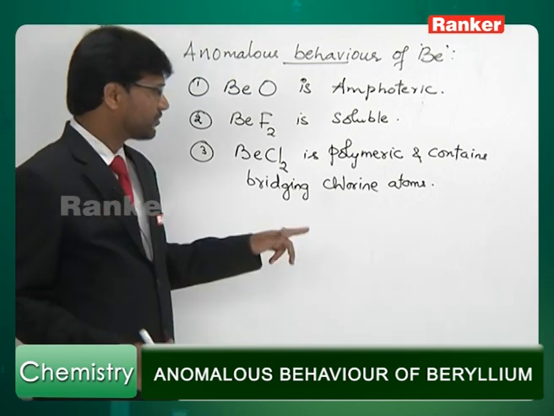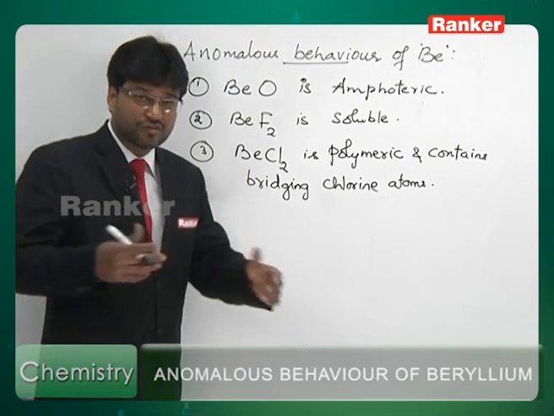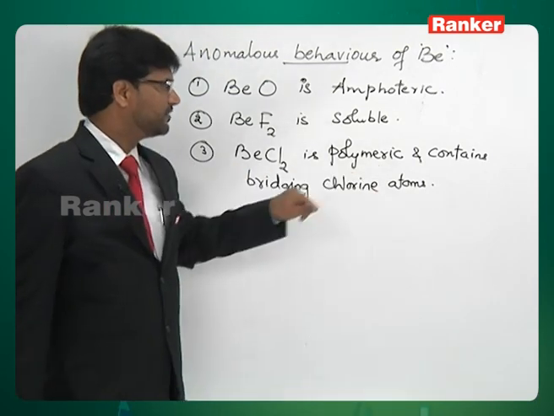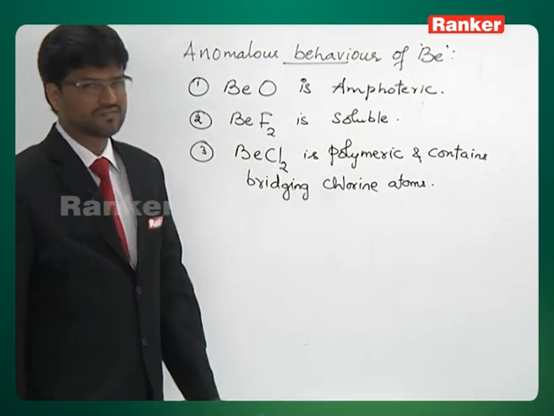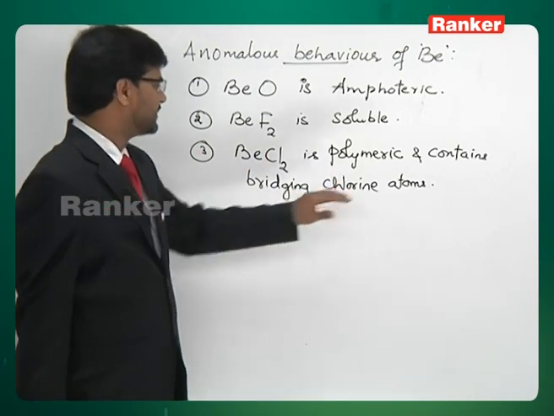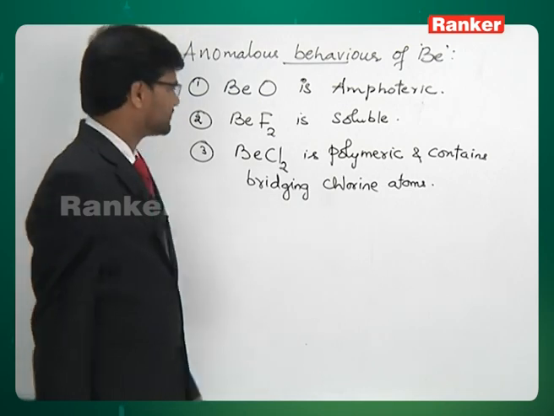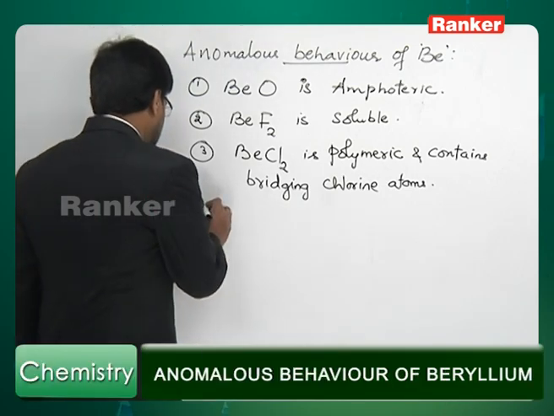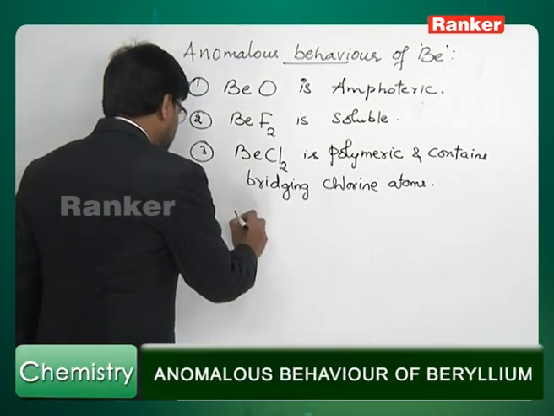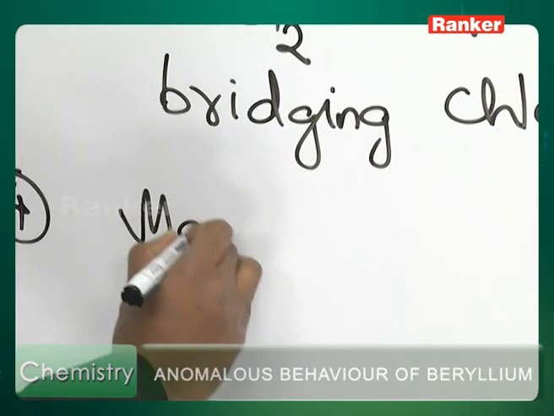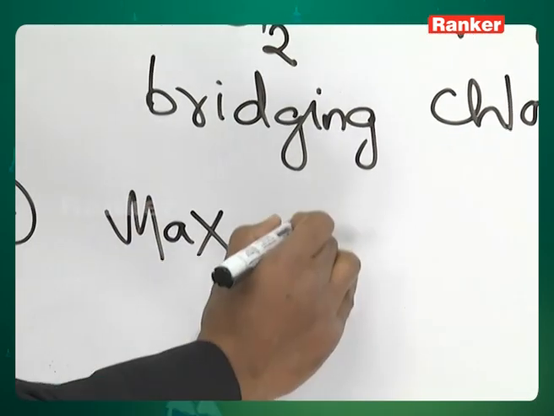Because of that, it is electron deficient, and to overcome that, it has to adopt a polymeric structure, which we have seen under halides of alkaline earth metals. It is polymeric and contains bridging chlorine atoms. Number four in the list is regarding covalency.